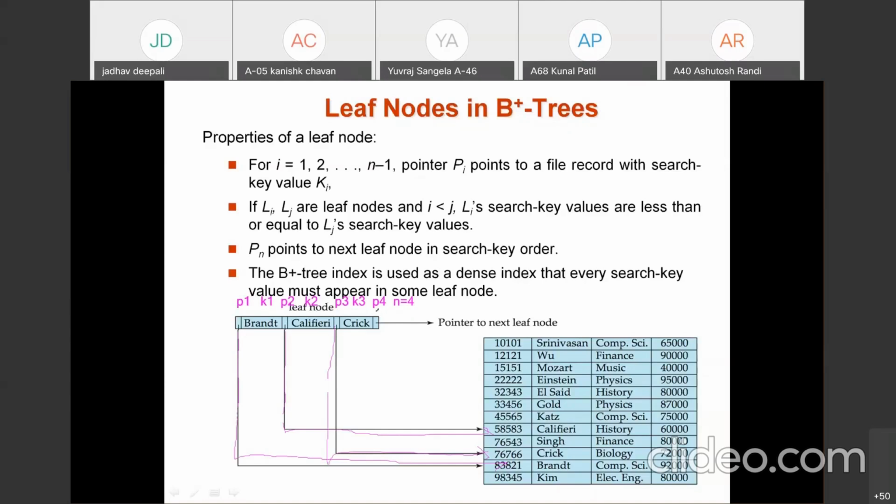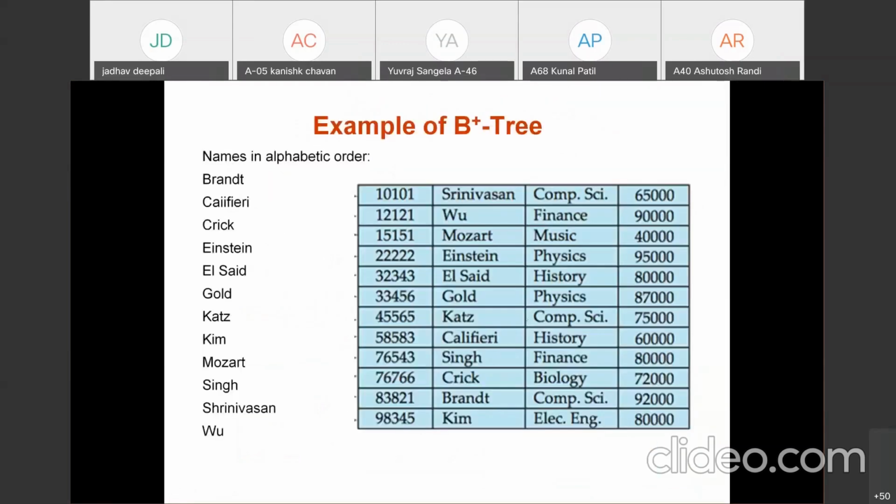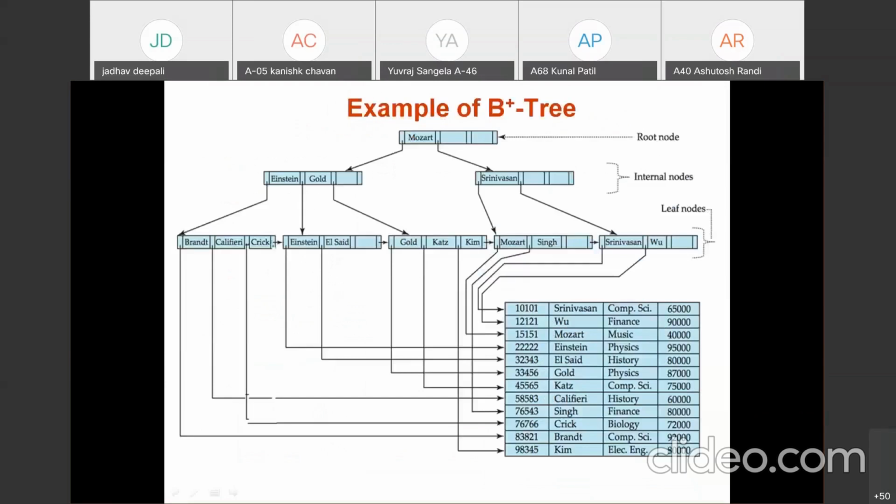And now what about this last pointer? It points to the next leaf node. If there is another leaf node, then it points to the next leaf node, as shown here. So the last pointer points to the next leaf node.